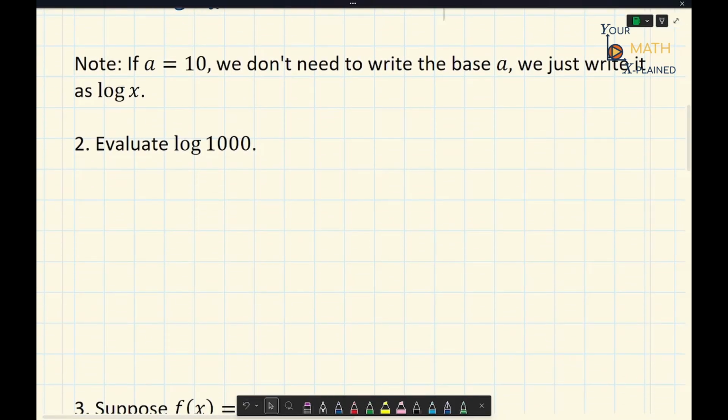So one small note is that sometimes you might not see a base. And when you don't see a base, it is assumed to be 10. So meaning if a is equal to 10, then we don't need to actually write the base a. We just write it as log x. So as an example, we're asked to evaluate the log of 1000. So you don't see a base here, which means that it is actually log base 10. So again, using the definition, we will write this as 10 to the power of c is equal to 1000, which means c is equal to 3.